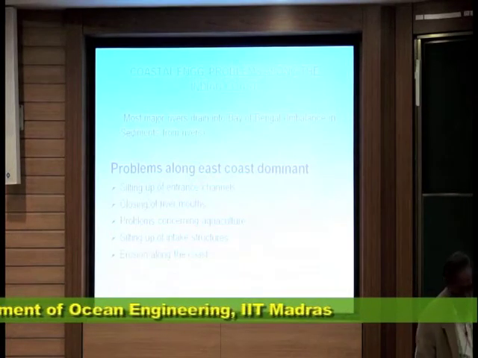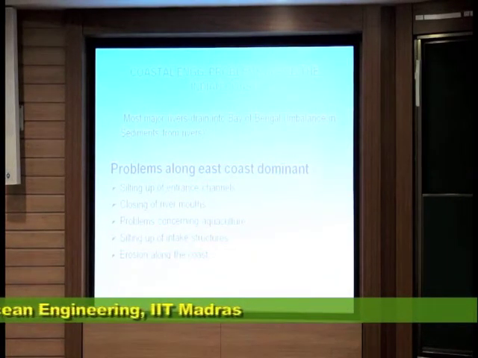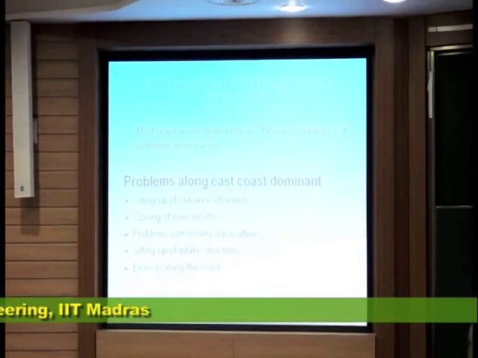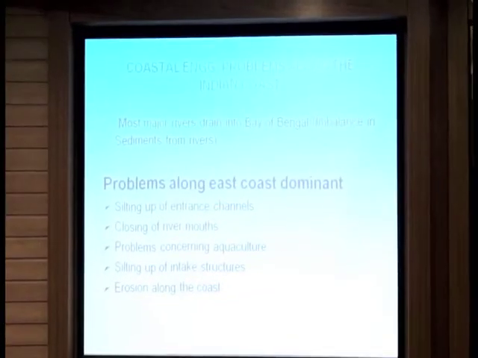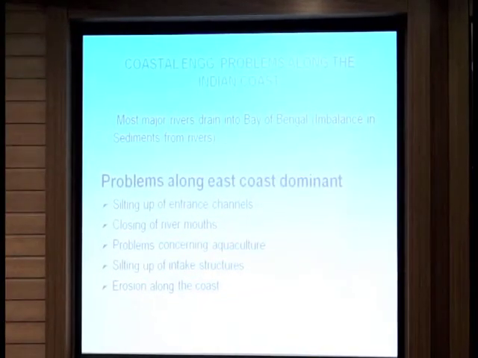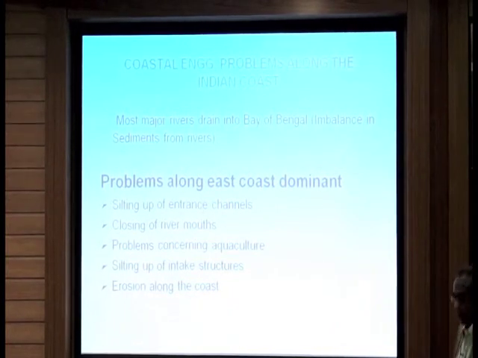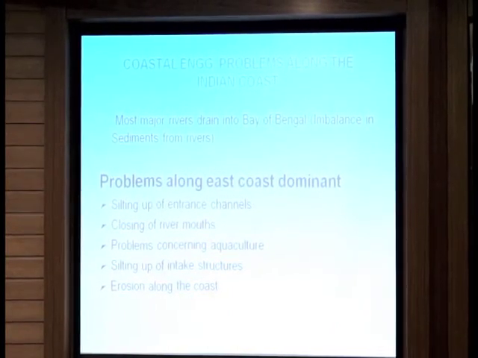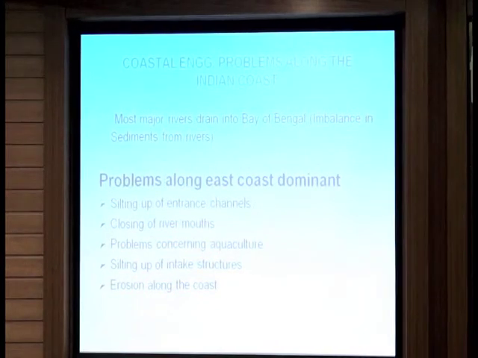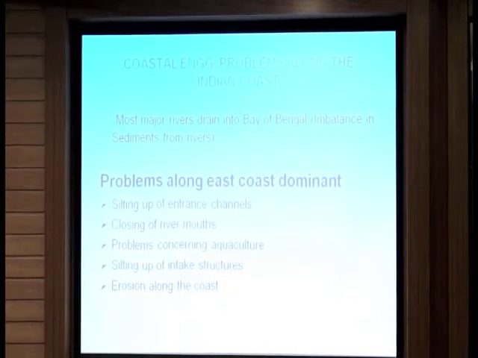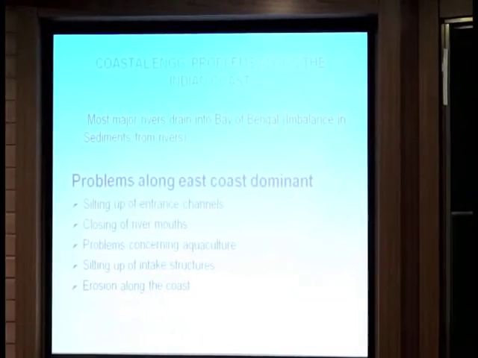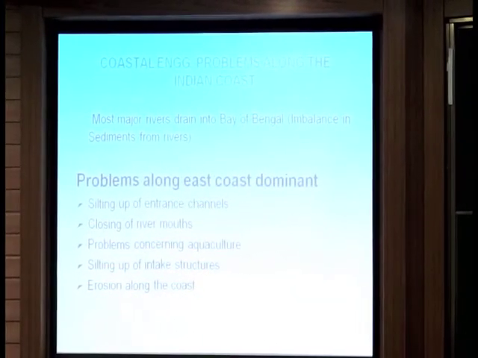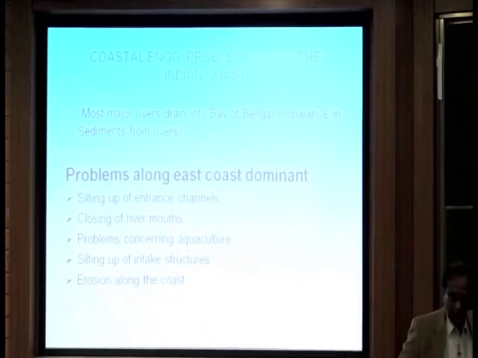So what I would like to focus on is the coastal problems along the Indian coast. Major problems, I would say, are along the east coast, not that we are not having much of problems along the west coast. The kind of problems are silting up of entrance channels, closing of river mouths, entrance channels for harbors. Then problems concerning aquaculture, we don't have much of aquaculture these days. Then silting up of intake structures. Then finally, the most vulnerable thing is the erosion along the coast.